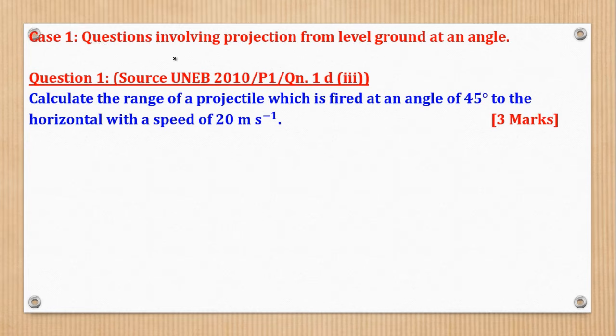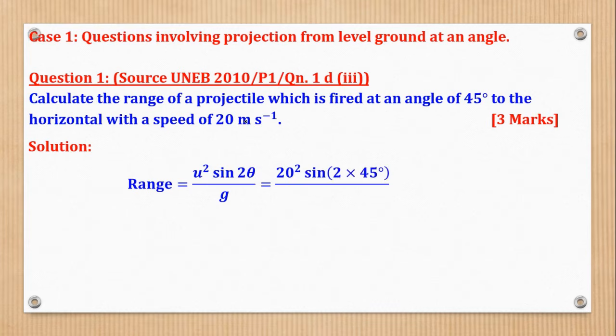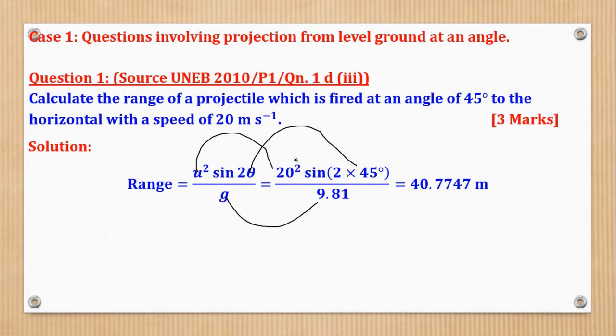So question 1 in this category came from UACE of 2010, paper 1, question 1D, and it says, calculate the range of a projectile which is fired at an angle of 45 degrees to the horizontal with a speed of 20 meters per second. So in this case, what we need is to remember the formula for range. Range is u squared sine 2 theta over g. After that, we shall substitute for u, for theta, and for g. Then when you use a calculator, the whole of this will give you the range they wanted.